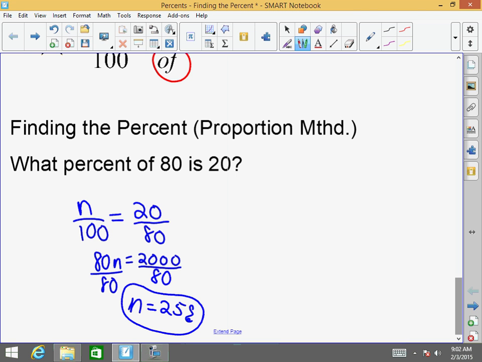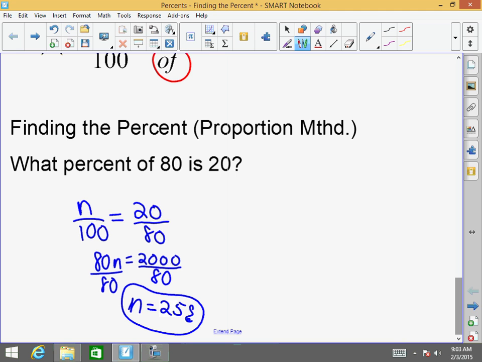The good thing about the proportion method also is you don't have to remember to move the decimal. So it really depends on you. This is all about you. What you are comfortable with, what you like, what you enjoy. Some people find this easier. Some people find the equation method easier. It really depends on you.